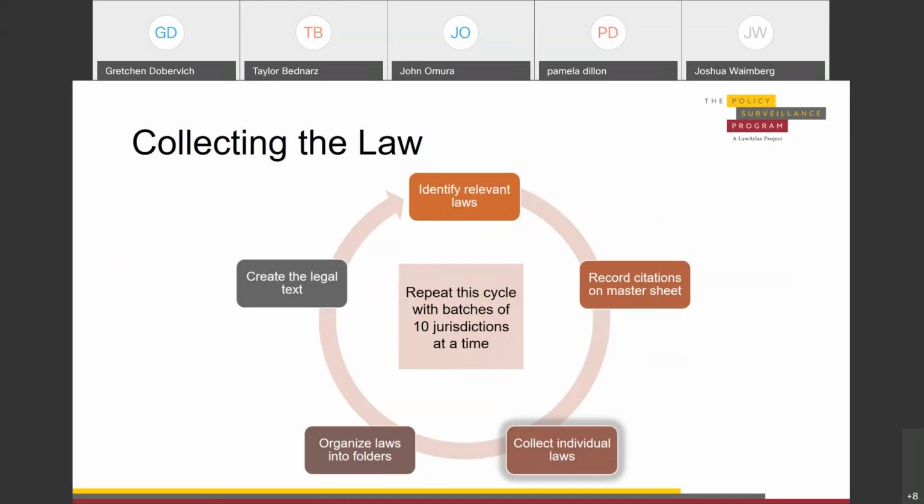In a situation where we're doing this with batches of 10 jurisdictions at a time, at this point in the process, we will have 10 final master sheets, so 1 for each jurisdiction. So now we're ready to move on to the next part of the process, collecting individual laws based on the master sheets.